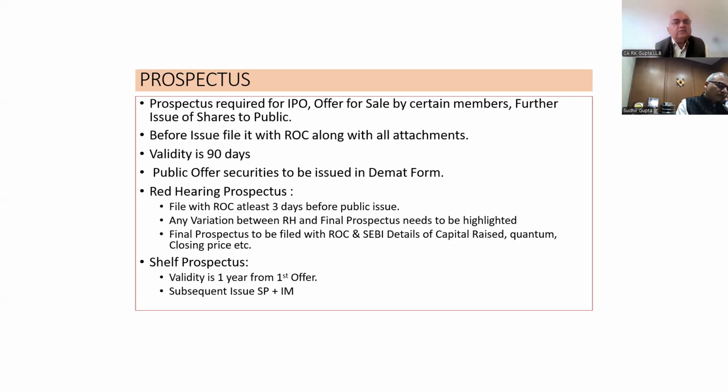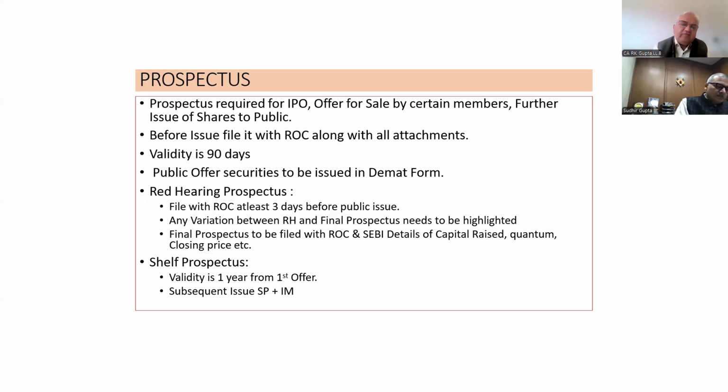So red herring prospectus, you have to file it with the ROC at least 3 days before the public issue. And if there is any variation between the red herring prospectus and final prospectus, then it needs to be highlighted. So the final prospectus is to be filed with ROC and SEBI giving the details of capital raised, quantum, closing price, etc. So there is a concept of shelf prospectus also. So what is this shelf prospectus? Like in the case of IPAs or information utilities, we have heard the concept of in principle approval. So this is something similar.